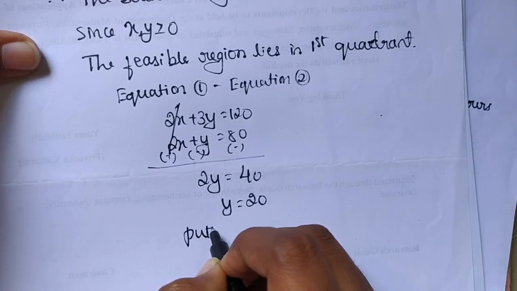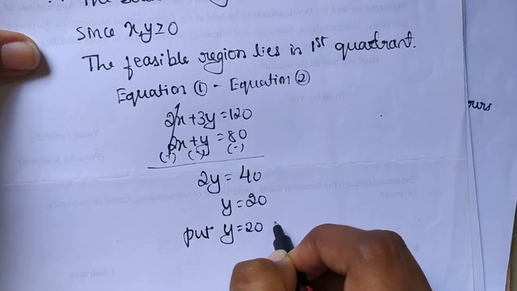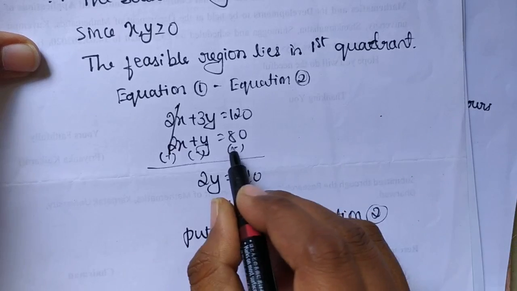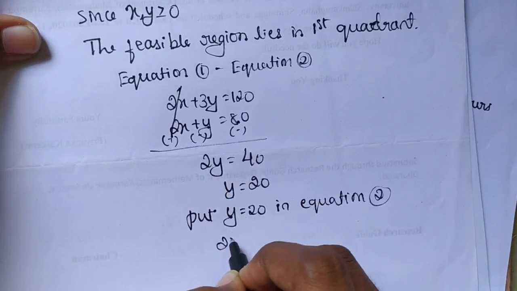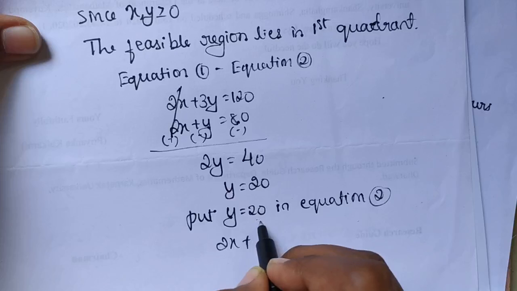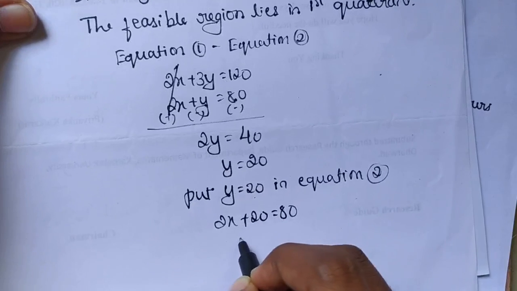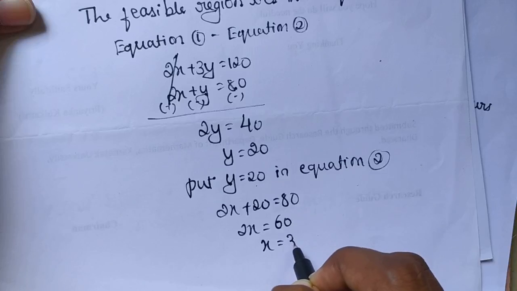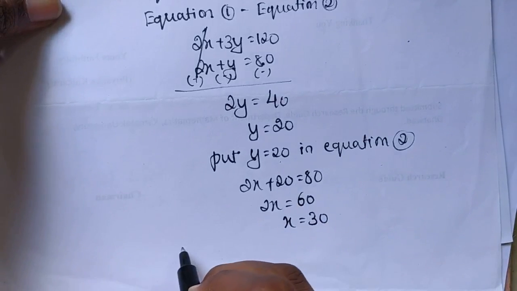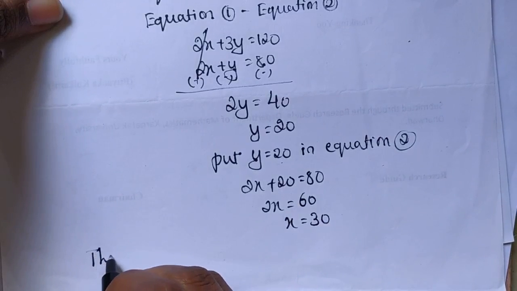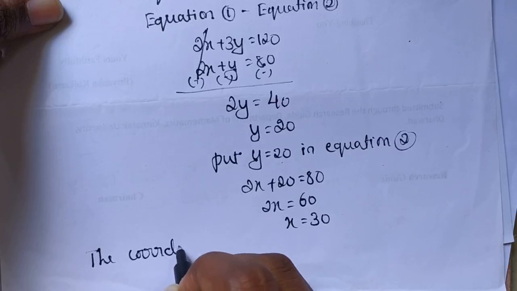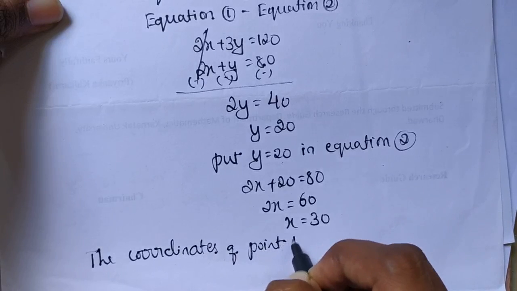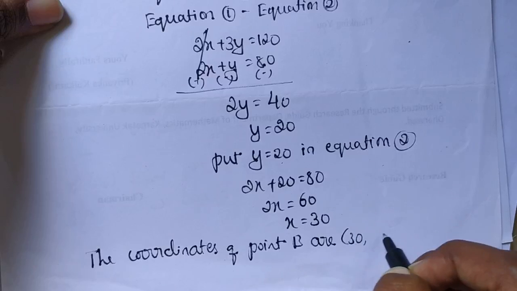Now put y is equal to 20 in equation 2. This is equation 2. We get 2x plus y, that is 20, is equal to 80. 2x is equal to 80 minus 20 which is 60. x is equal to 60 by 2 which is 30. Therefore, the coordinates of point B are x, y equal to 30, 20.